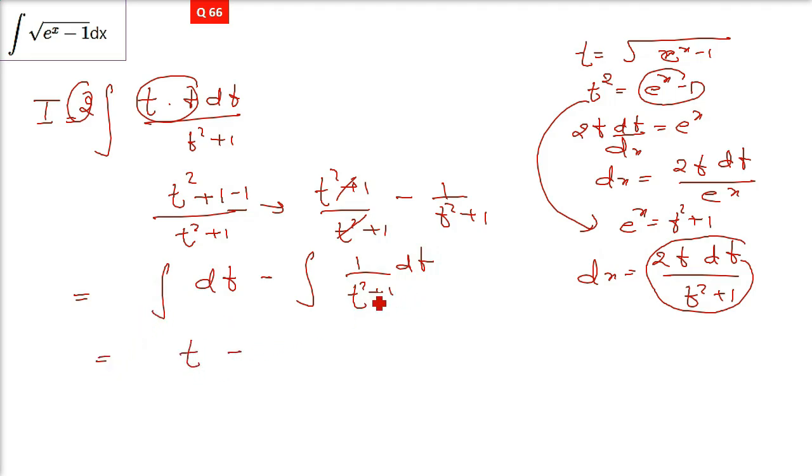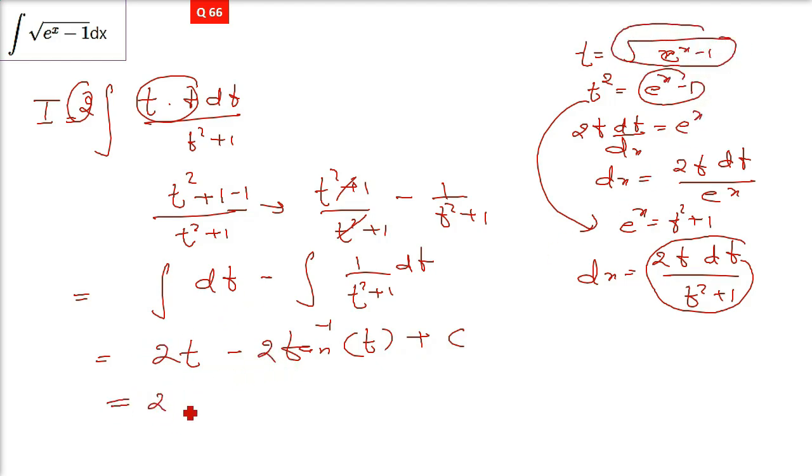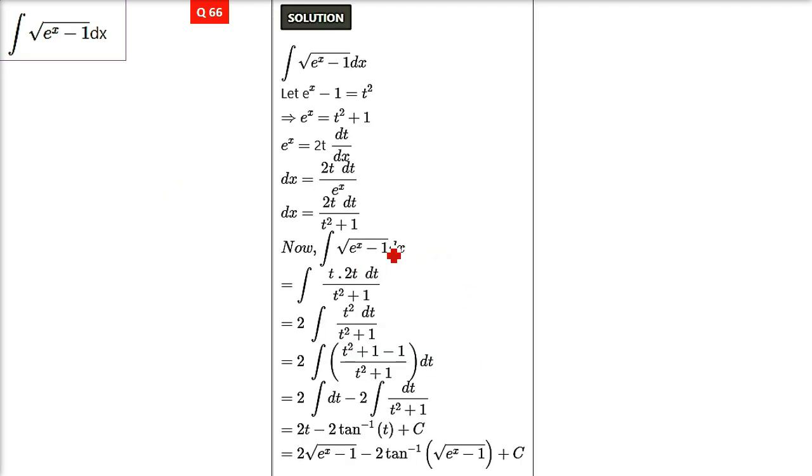dt will be t. 1 by 1 plus x square is tan inverse x. So it will be tan inverse t plus constant of integration. 2 was there. So let's multiply 2, and t will be replaced by under root e raise x minus 1. Let's write it. 2 under root e raise x minus 1 minus 2 tan inverse under root e raise x minus 1 plus constant of integration. That's your final answer.